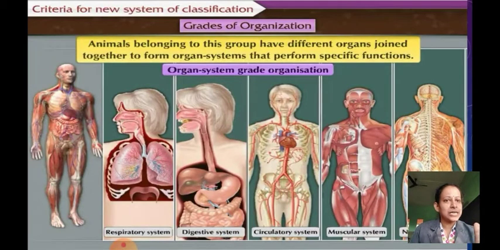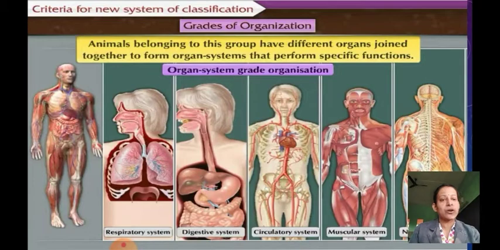Next, animals belonging to this group show organ system grade organization. Next, after tissue, we have organ system grade organization. That means now tissues have developed into organs, and organs have formed different types of organ systems. For example, higher animals have a respiratory system, digestive system, excretory system, muscular system, circulatory system.